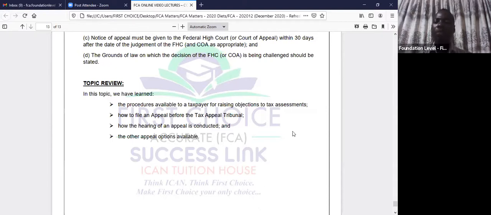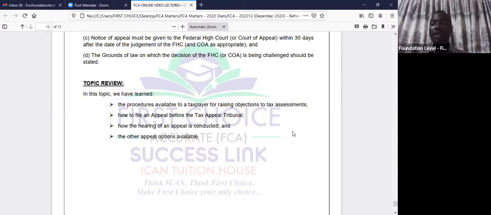It must also be in writing and should state the grounds of appeal, which should also be the grounds for objection. Now, if you are going to the courts, you also need to include in your grounds for appeal to the courts the points of law on which you are basing your appeal.